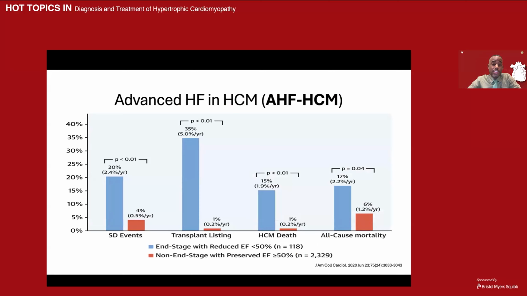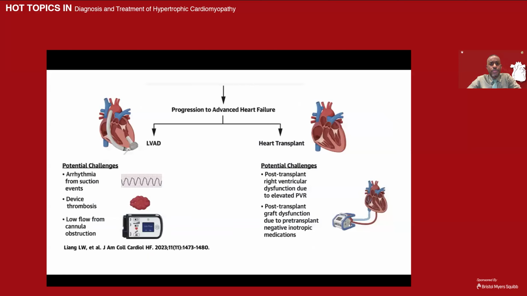If a patient has an LVEF less than 50%, then that qualifies them for advanced heart failure with hypertrophic cardiomyopathy. So they don't need to have an EF below 25% like the regular dilated cardiomyopathies to be considered advanced. And that is from this data here showing that they have a significantly higher number of sudden cardiac death events. A lot of them require transplants. Otherwise, they die from hypertrophic cardiomyopathy or just all-cause death. So be very careful of somebody who has hypertrophic cardiomyopathy that you're following where the EF drops below 50%. These patients are candidates for the advanced heart failure therapies, whether they be LVADs or heart transplant.